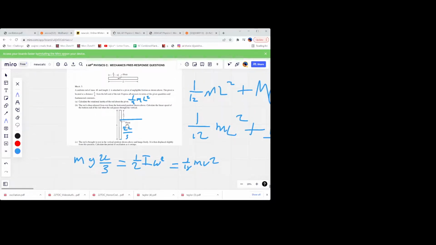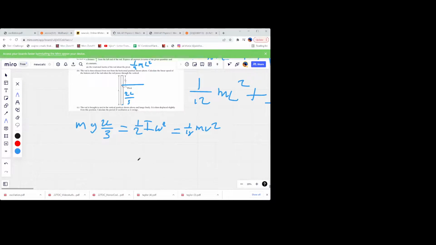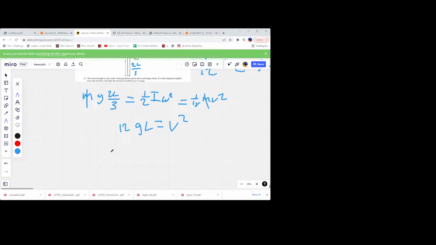Okay, so now what are we allowed to use? We're allowed to use MLG. Great, so the M's cancel out. We don't care about that. Now, if I multiply everything by 18, I get 12 GL is equal to V squared, I think. So V is equal to square root 12 GL, but that's actually 2 square root 3 GL.